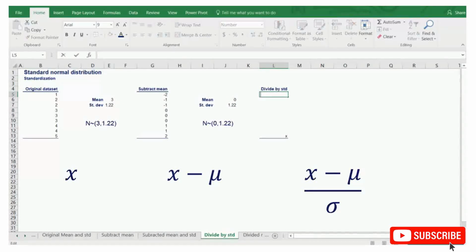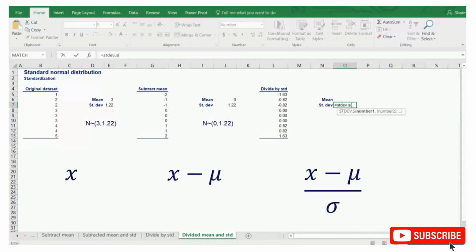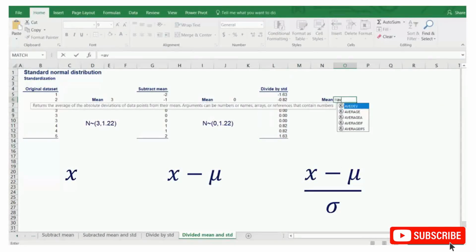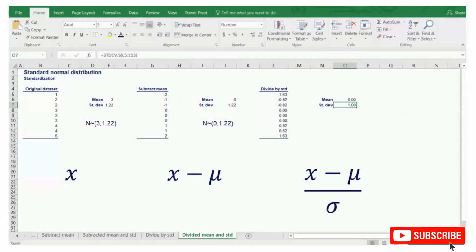Now, let's divide each data point by 1.22. We get minus 1.63, minus 0.82, minus 0.82, 0, 0, 0, 0.82, 0.82, and 1.63. If we calculate the standard deviation of this dataset, we will get 1. And the mean is still 0. Let's quickly show that. Cool.